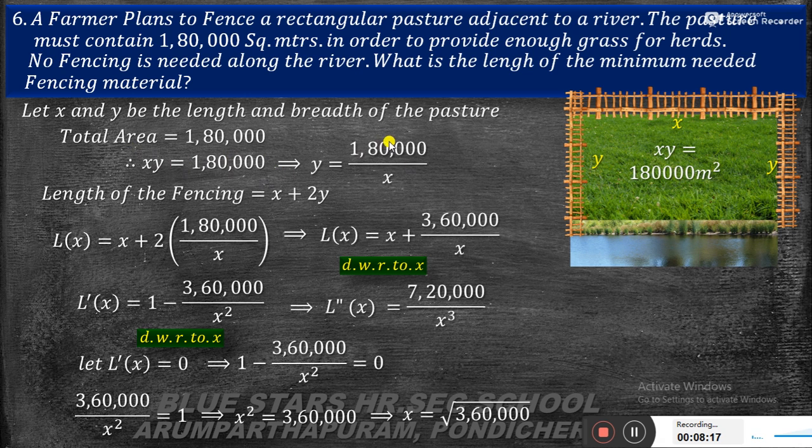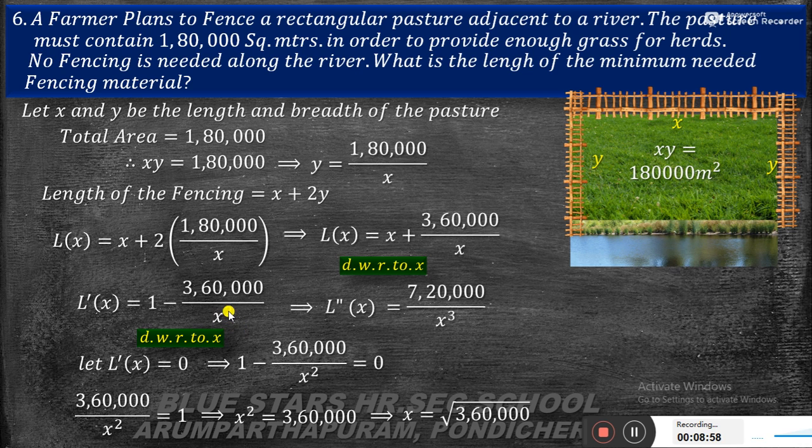Therefore y equal to 180,000 by x. The length of the fencing is x plus 2y, because the fencing is around the rectangular shape, where three sides are land and one side is the river, so we leave that one side. So the length of the fencing equal to x plus 2y. Therefore L of x equal to x plus 2 into 180,000 by x, which is x plus 360,000 by x.